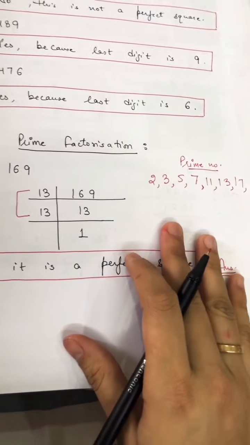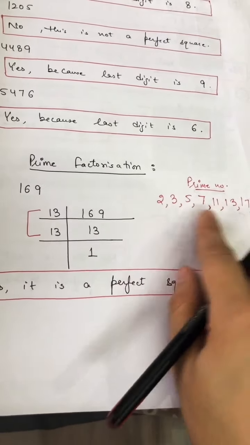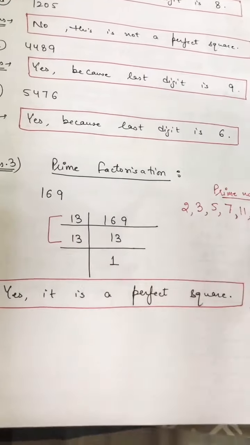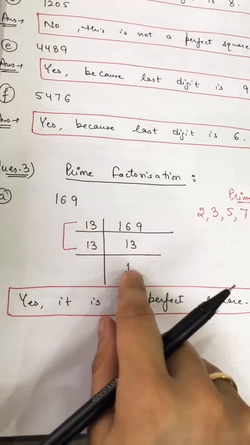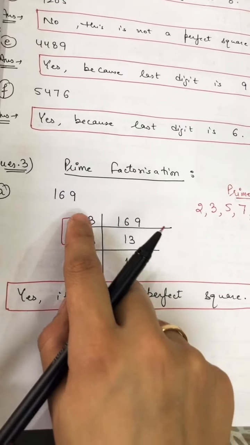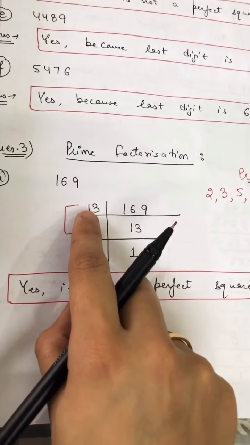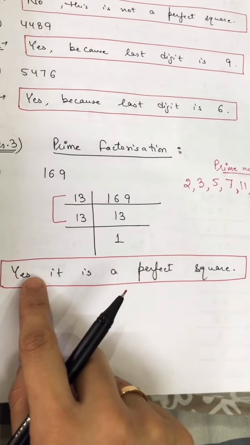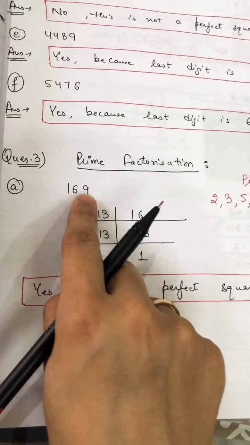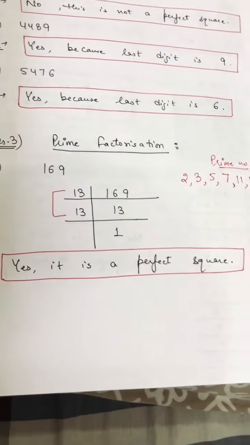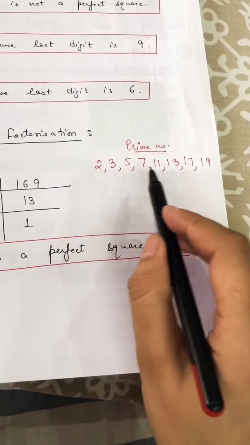So check it on the 2 table. It will not go. 3 no, 5 no, 7 no, 11 no, 13. On 13 it will go. 13 13s are 169, then 13 1s are 13. So if the same number is coming 2 times, then you can say that yes, it is a perfect square. 169 is a perfect square of 13. Clear? And you have to start your LCM only with these numbers.